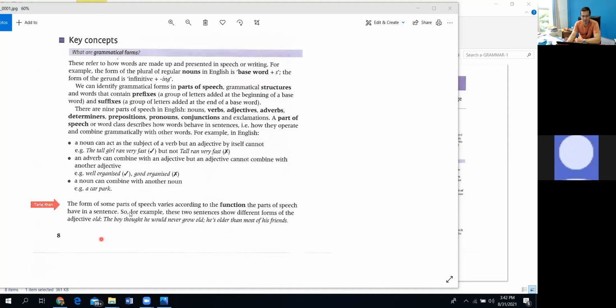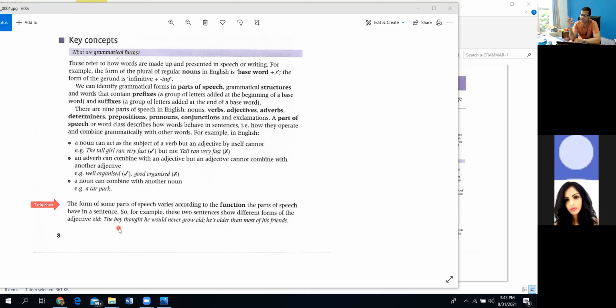Down here you see the form of some of the parts of speech varies according to the function the parts of speech have in a sentence. Now, the form of the parts of speech varies according to the function, meaning the way we use it. You know, one word might have a different meaning, which we discussed a little bit in the lectures also.